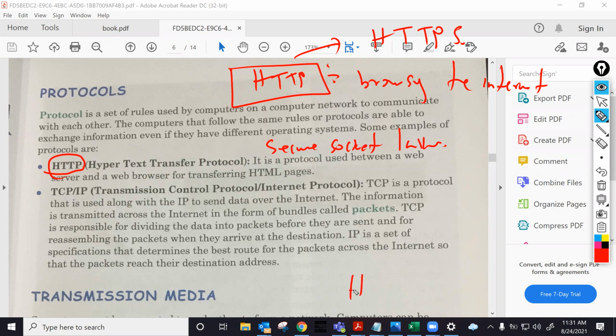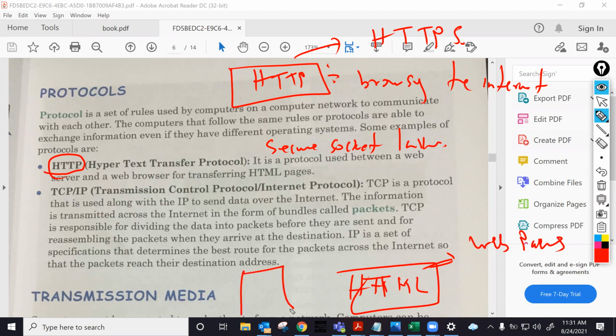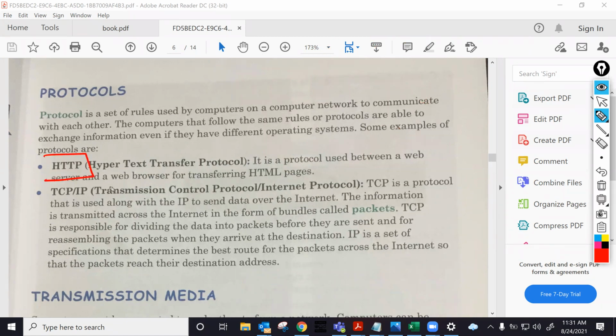HTML is a web language, Hypertext Markup Language. This is something about web development. When you create web pages, for example, you want to create a nice home page. That is called HTML, Hypertext Markup Language, which is used to create a web page. HTTP is a protocol. These are two different things. HTML is a web development language where we can create web pages, but HTTP is a protocol.